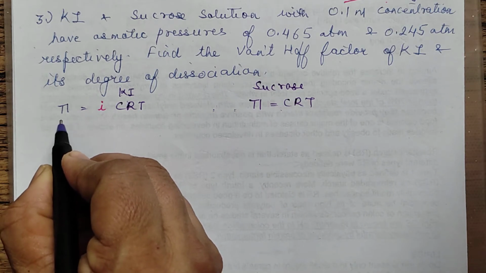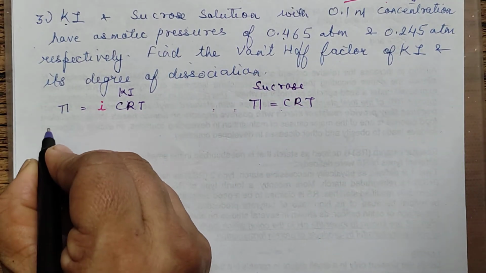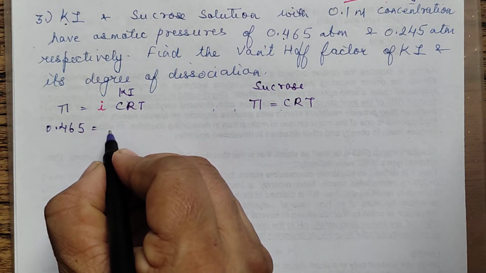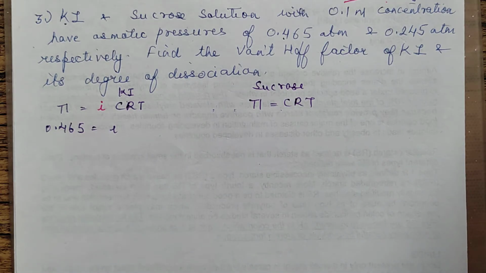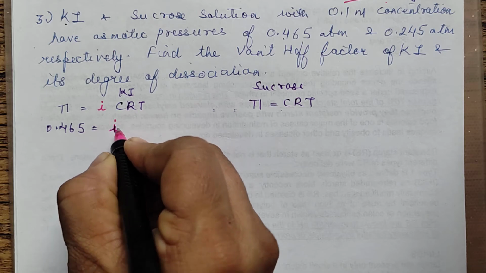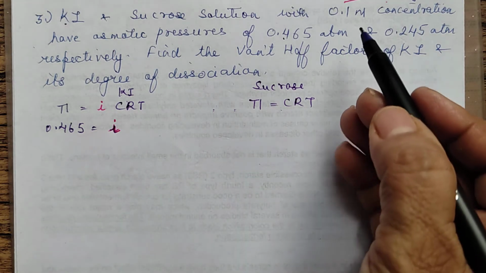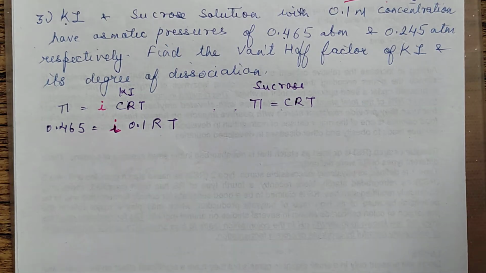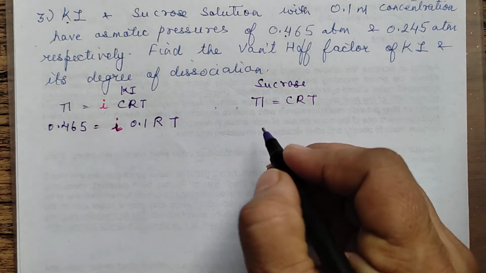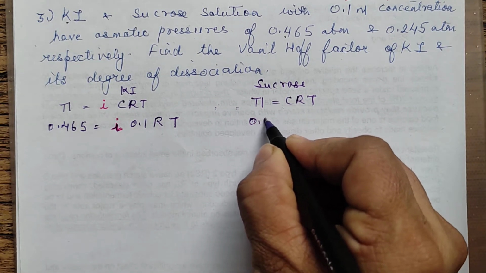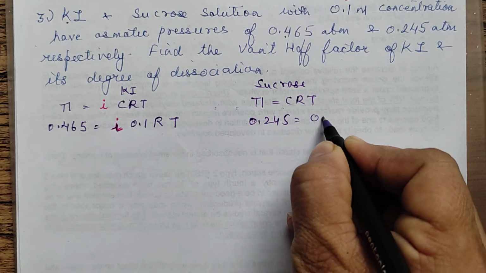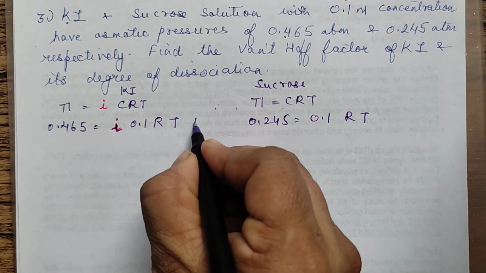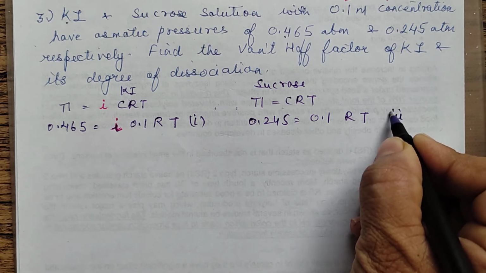So what is the osmotic pressure given for potassium iodide? This one. So it is 0.465 atmosphere. And if you see, i is not given to us, so I will write down the i value here. Concentration is given here, 0.1 molar. So 0.1. R value, let me use R only, and I will use T, because both may get cancelled. So what is pi in this case? We know it is 0.245, and the concentration is 0.1 and then R and T. Let us now put this as first equation and this as second equation.